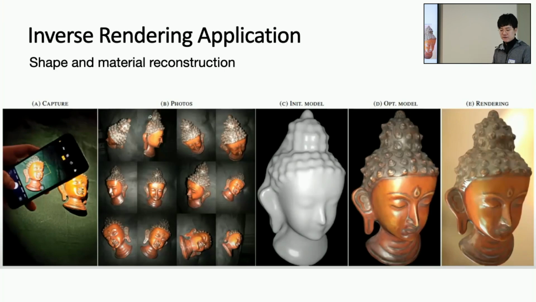And one example of inverse rendering is shape and material reconstruction, which is a core problem in computer vision. Basically, we take a bunch of photos of an object, and we want to build a digital model out of it. And this is a fairly classic problem in computer vision. And due to recent progress in differentiable rendering, we can solve this problem with much higher complexity and with much higher reconstruction quality.